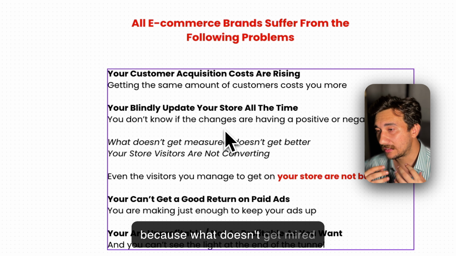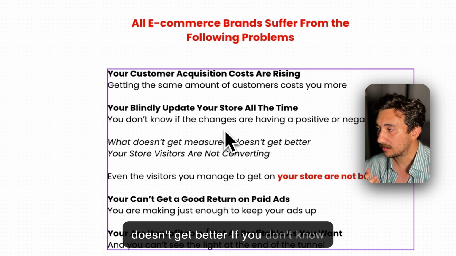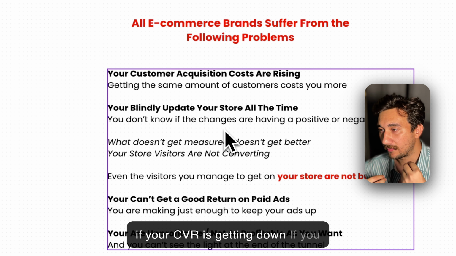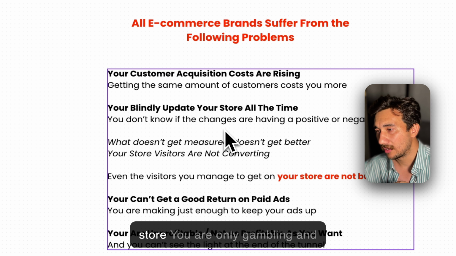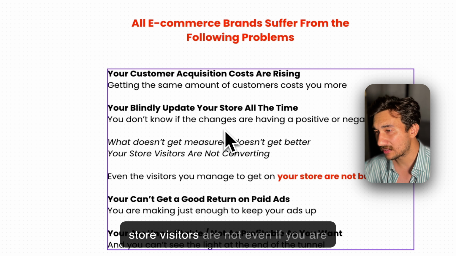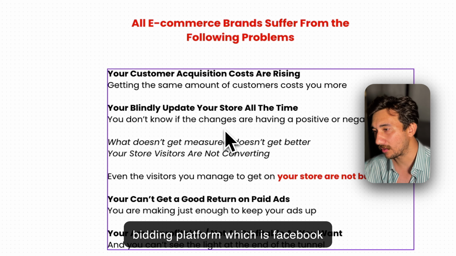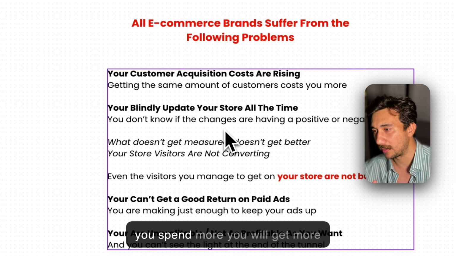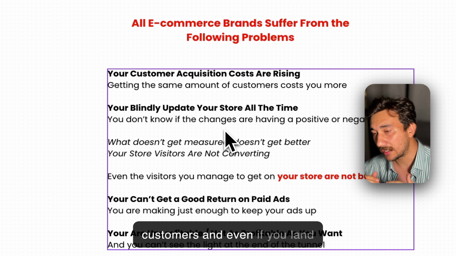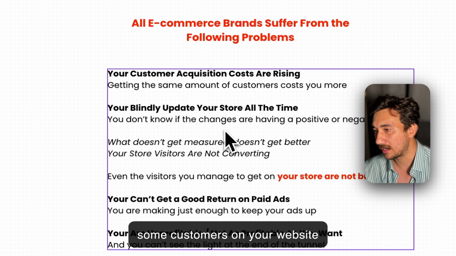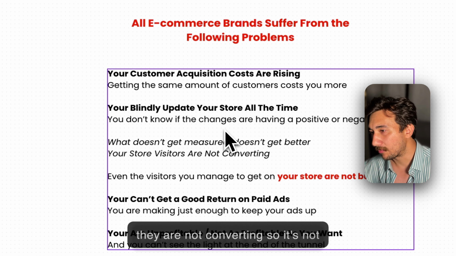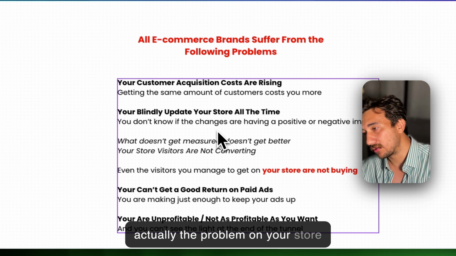This is because what doesn't get measured doesn't get better. If you don't know if your CVR is going down when you implement changes directly on your Shopify store, you're only gambling, and that's not how things work. Even if you're spending more on the bidding platform, which is Facebook ads, you will get more traffic. But if you land customers on your website and they're not converting, it's not a problem on the ads level, it's actually a problem on your store level.